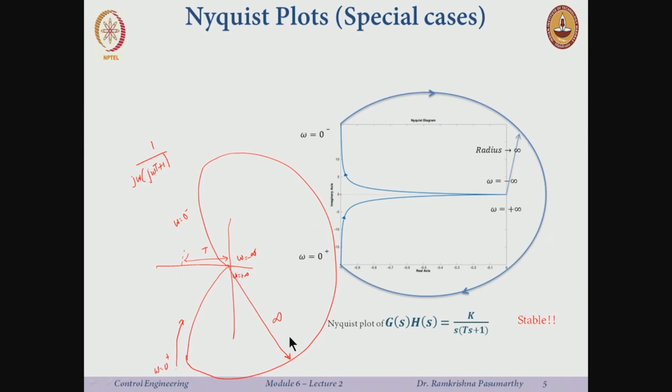Now the question is: is this system stable? What was stability? I look at encirclements of the -1 plus j 0 point. Where is the -1 plus j 0? It is somewhere here. This is the point of interest. The number of encirclements is N equal to P minus Z. P is 0, Z should be 0, therefore the number of encirclements should be 0. Since the number of encirclements is 0, you can say that the system is stable.